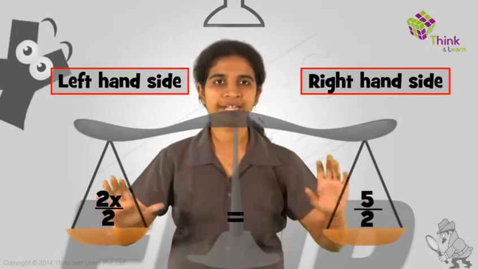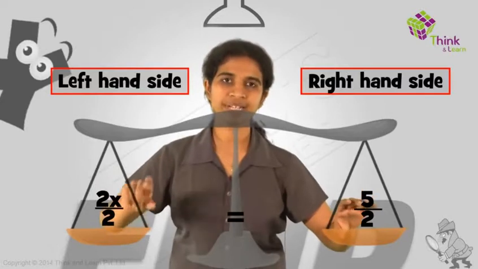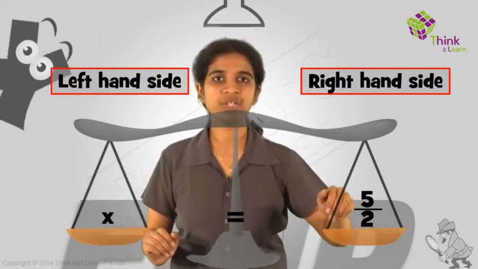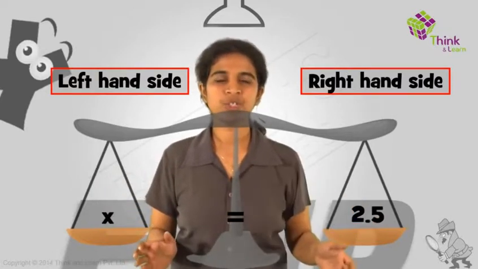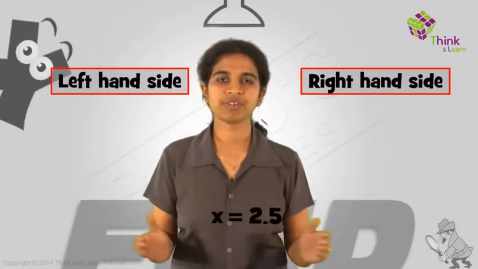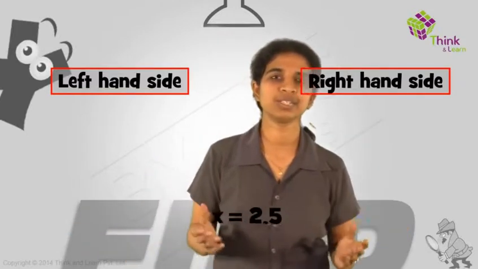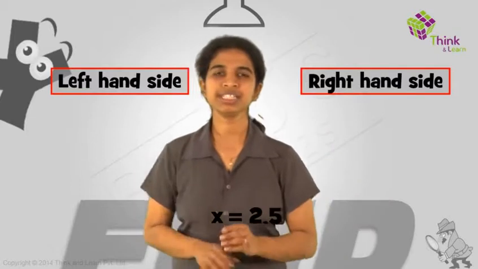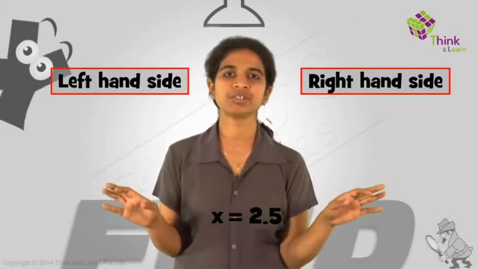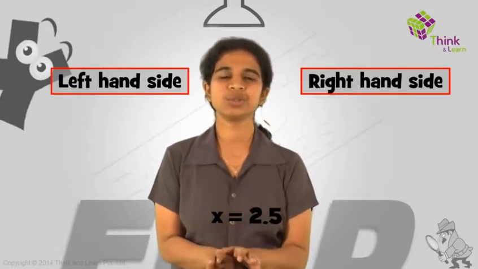So I have 2x by 2, 5 by 2. 2x by 2, the 2 gets cancelled, I'm left with x. 5 by 2 here, I'm left with 2.5. So x equal to 2.5. That's your answer. As simple as that. It's over. This is all that solving equations is about. There is nothing else to it.